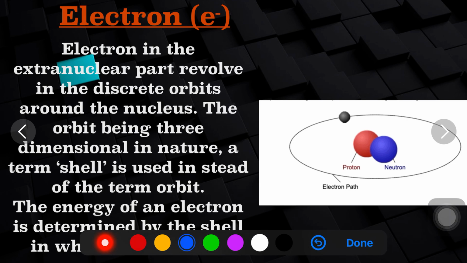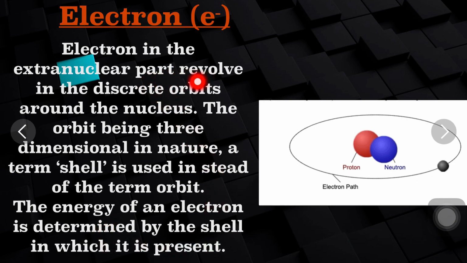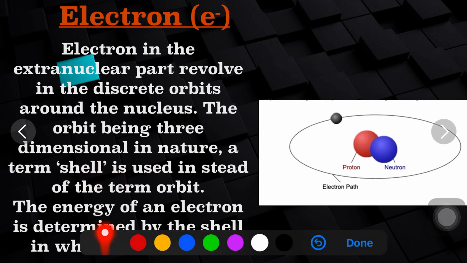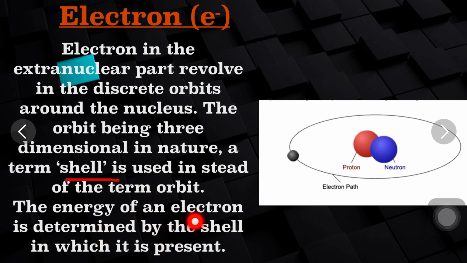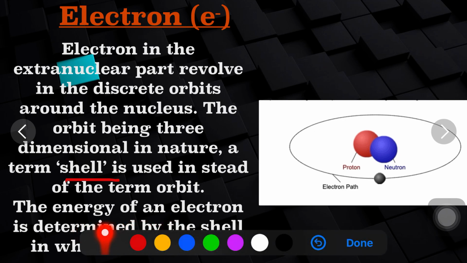As I told you student, the electron in the extranuclear part keeps on revolving in discrete orbits around the nucleus. Now student, this orbit being three-dimensional in nature, the term shell is used instead of the term orbit. The energy of an electron is determined by the shell in which it is present.